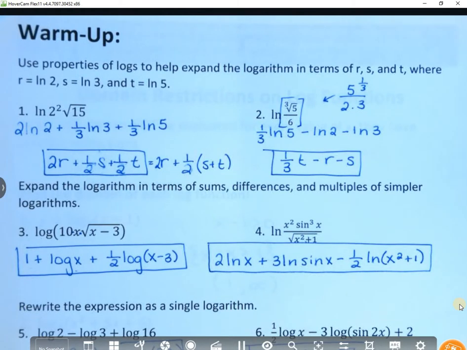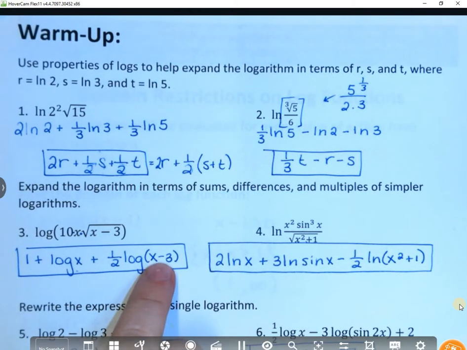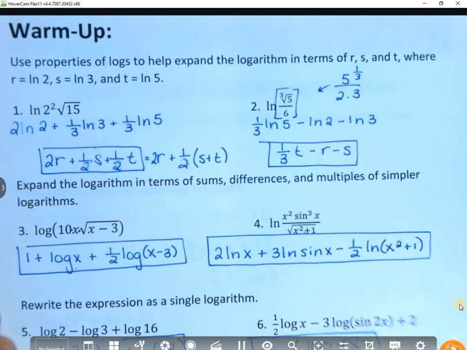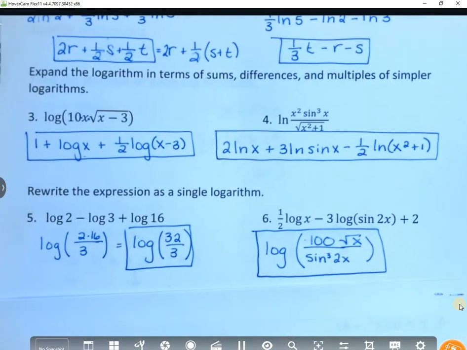Yes, sir? You can't, because if you think about it, when we look at our properties, I can't move down from subtraction. Okay? A lot of people try to do that, but then you also want to make sure that if I worked backwards, I would get back to that piece. Anybody else for those 4? Okay. Let's take a look at 5 and 6.